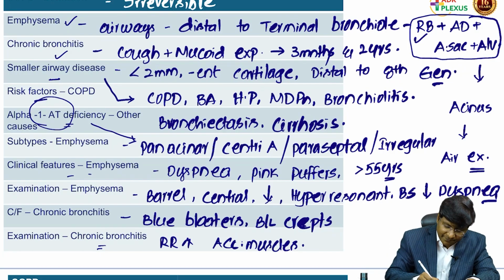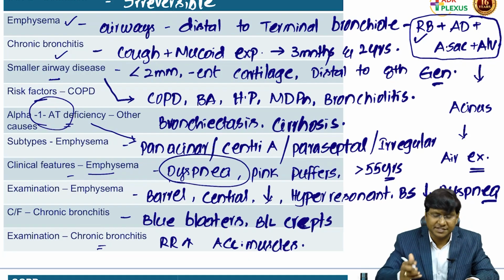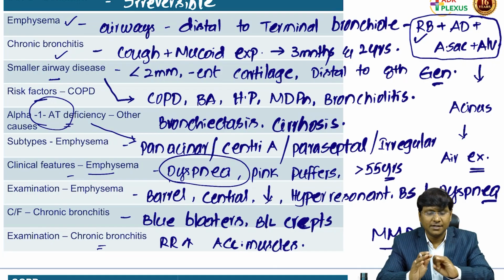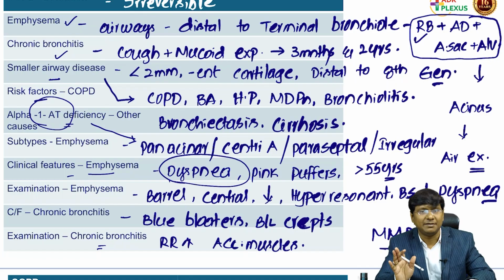And in patients with emphysema, we have discussed that these patients will have dyspnea. How you will be able to assess the severity of the dyspnea is by an important scale, that is the MMRC. Now, what does MMRC stand for? Modified Medical Research Council Scale for dyspnea. That is what is called the MMRC scaling.